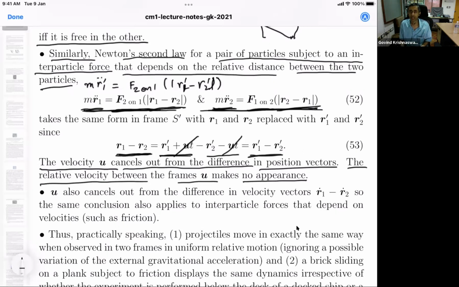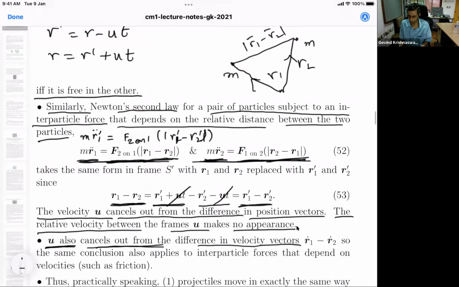Now, this is not special only to forces that depend on relative displacements. It is also valid for forces that depend on relative velocities. And I think this is along the lines of what was mentioned last time also, or a question was raised last time. So this relative velocity u, the frame boost velocity, also cancels out from the difference in velocity vectors as well. R1 dot minus R2 dot is the same as R1 prime dot minus R2 prime dot.